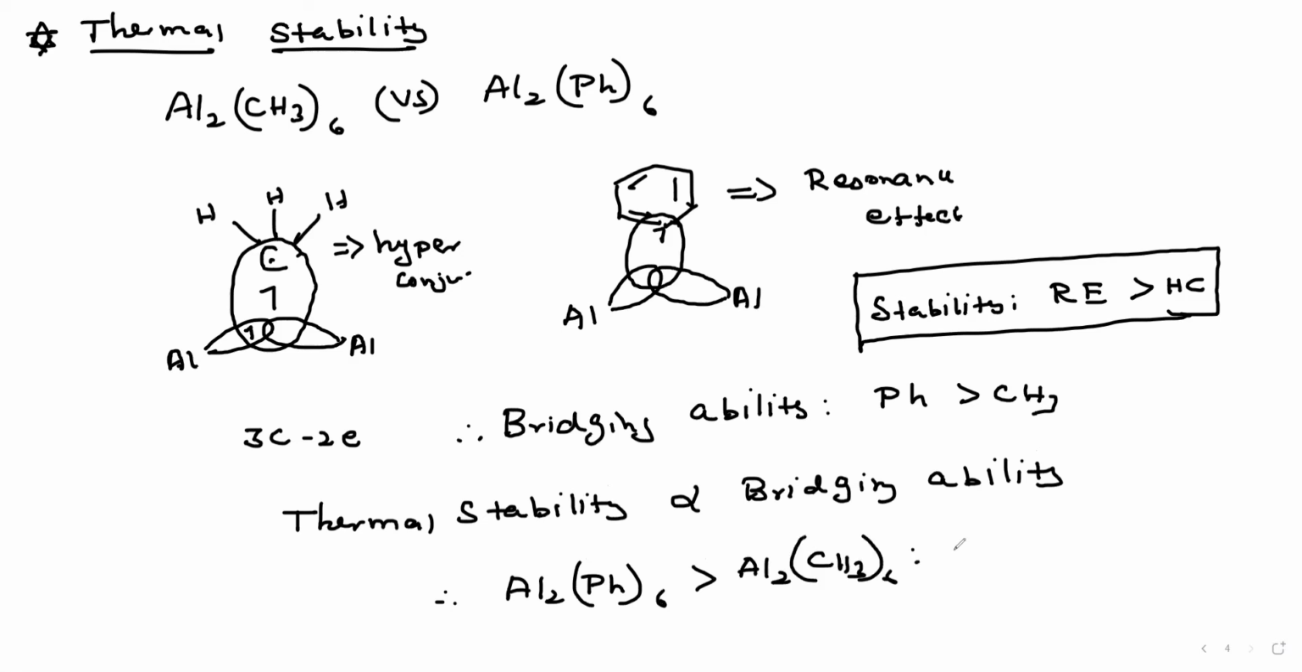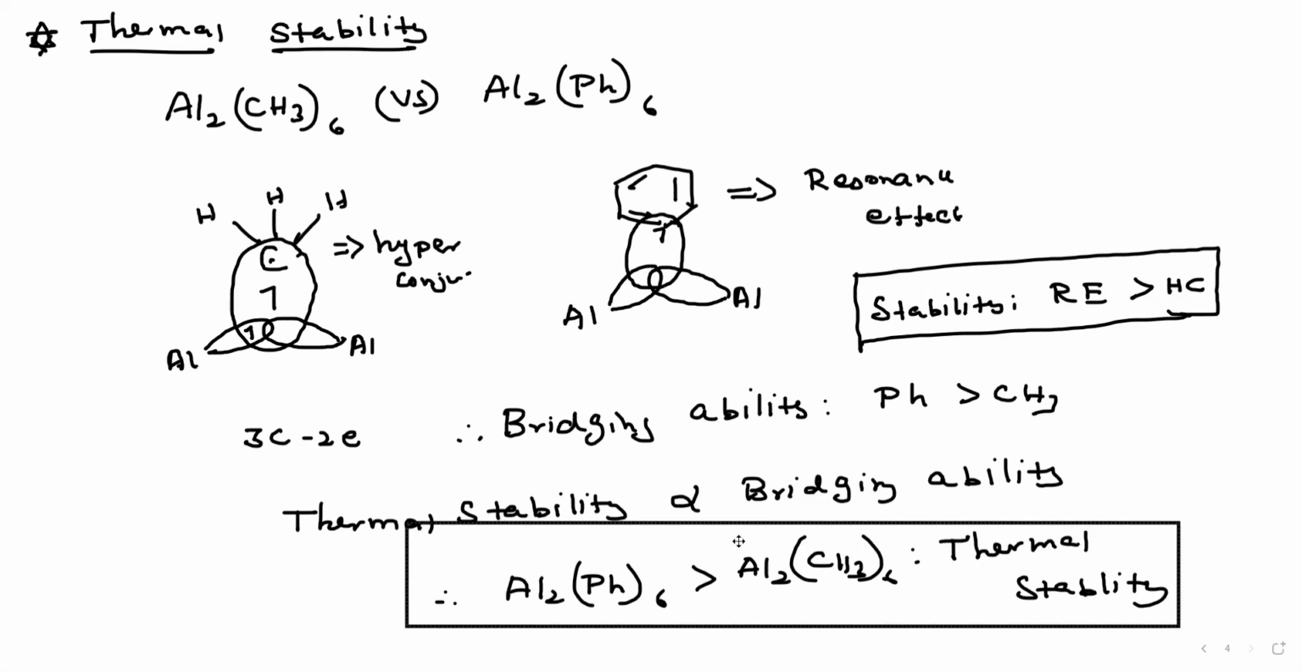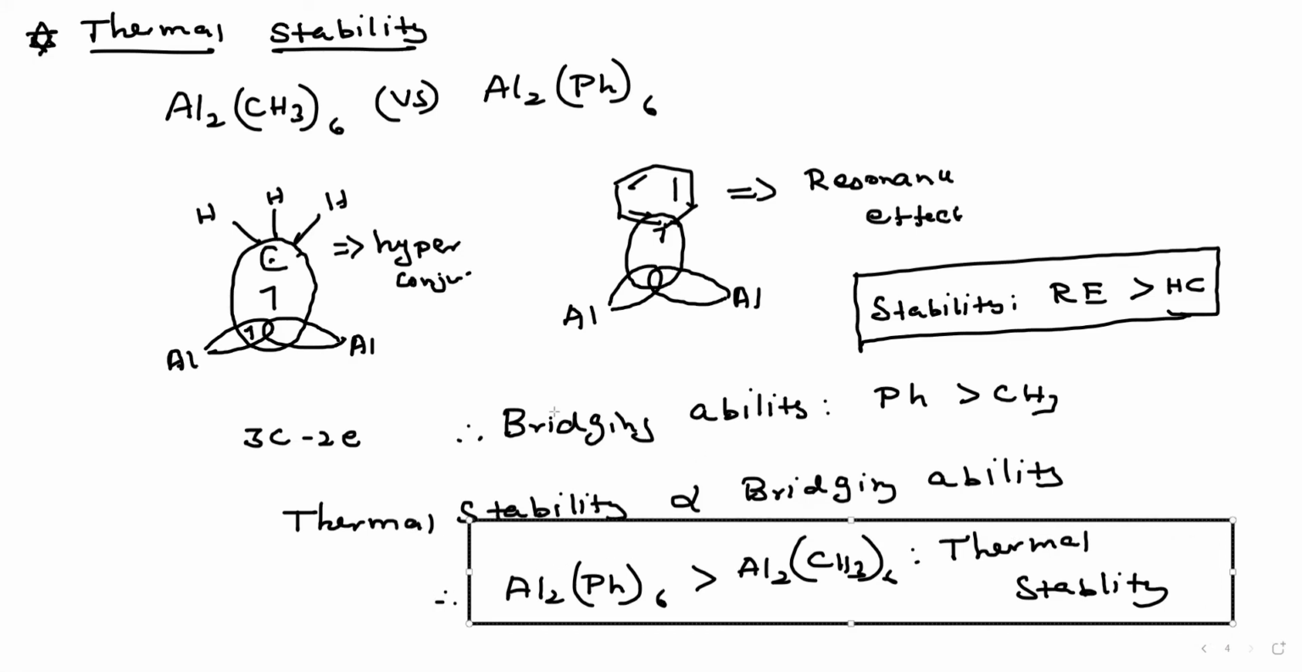Simple. This is about what? The thermal stability of the molecule. Thermal stability. Very important, please note. Put a box on this, okay? Very, very important, please note this point. Based on the bridging property, we can tell about the thermal stability of molecules. Okay, please note.